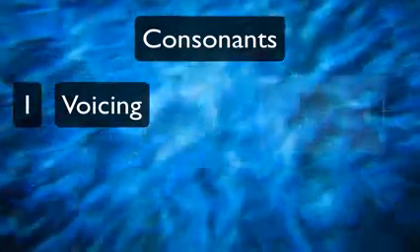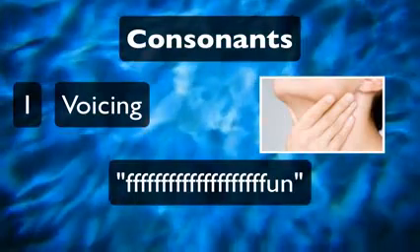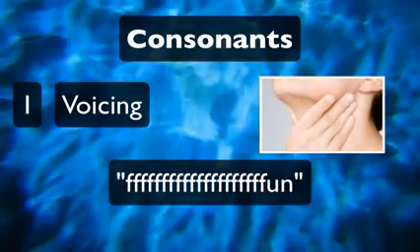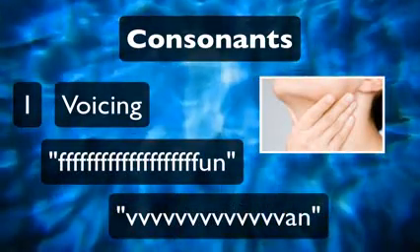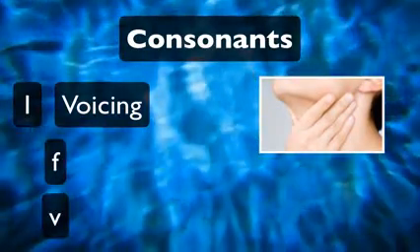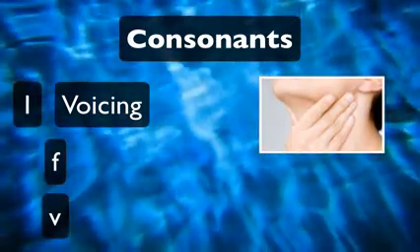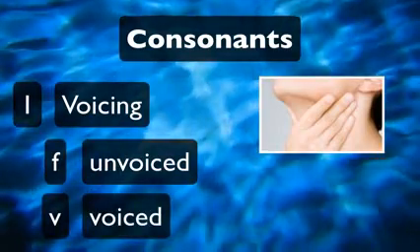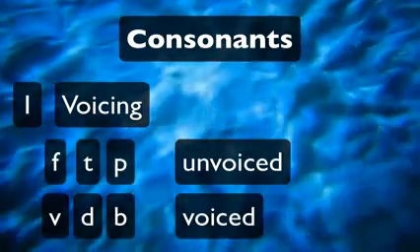Put your hand on your throat and say "fun", but stay on the F. Go "fun". Do you feel anything at your throat? You shouldn't. If you were to compare that with "van", for example, and you stay on the V, your hand should feel a buzzing in your throat. F and V are a pair of consonants that are identical except for that buzzing in your vocal cords. F is known as an unvoiced consonant because your voice isn't active, and V is known as a voiced consonant. Most consonants in English come in voiced-unvoiced pairs like T and D and B and P.